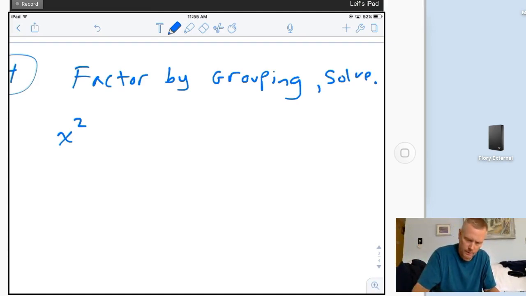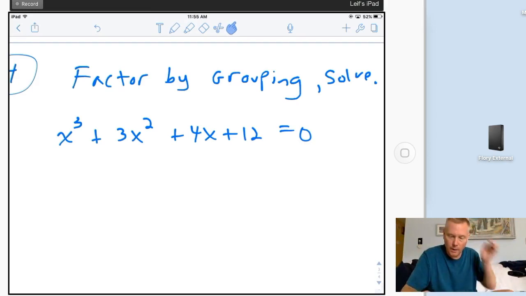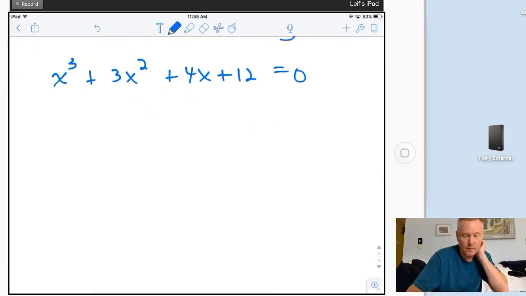X to the third, not x squared, excuse me. X to the third plus 3x squared plus 4x plus 12 equals 0. Okay, so when I look at this, it's really nice when you can find one where you just draw a line down the middle. They have to match up though. It doesn't work all the time, but for this one it will.